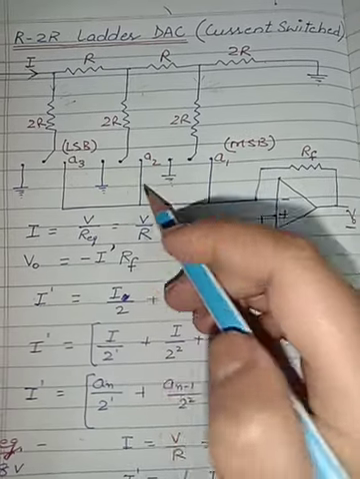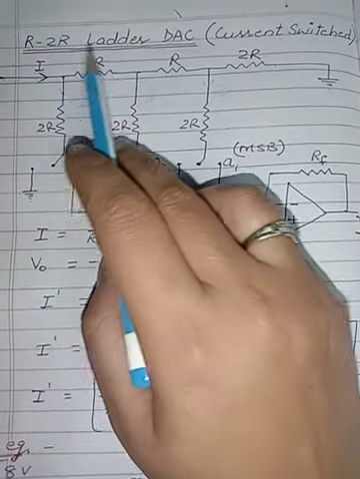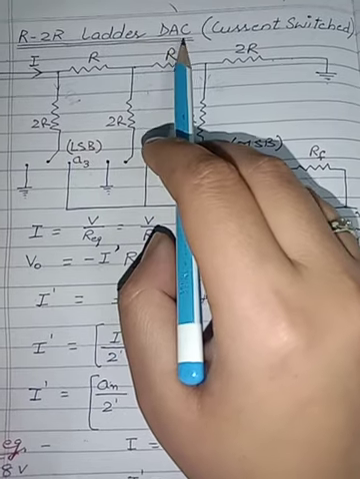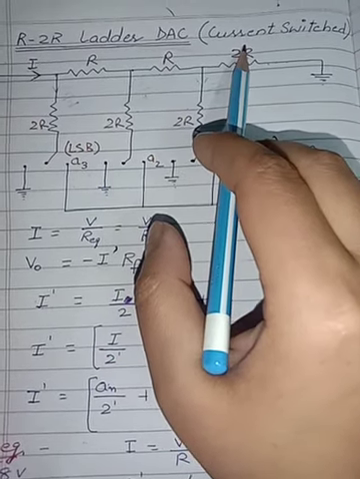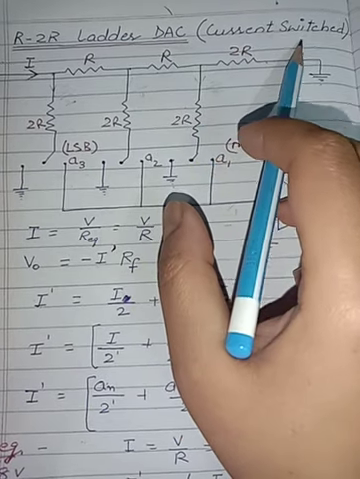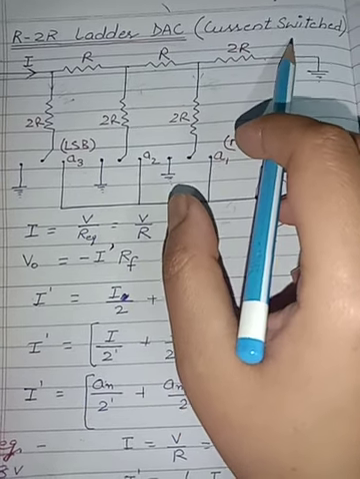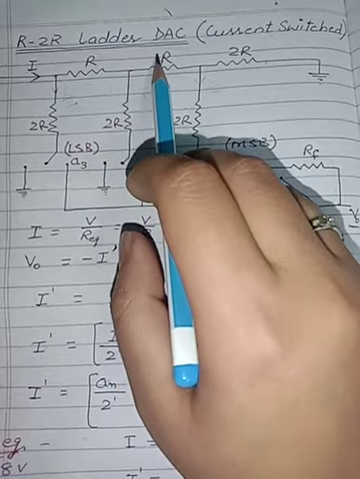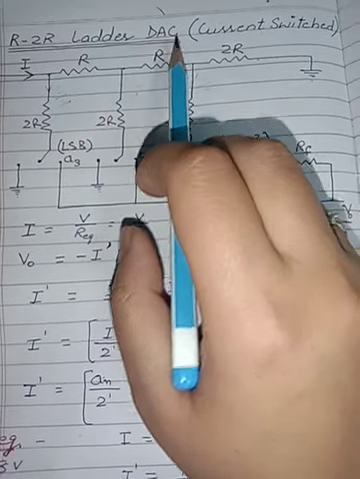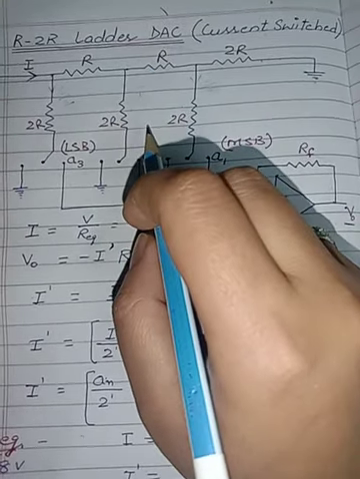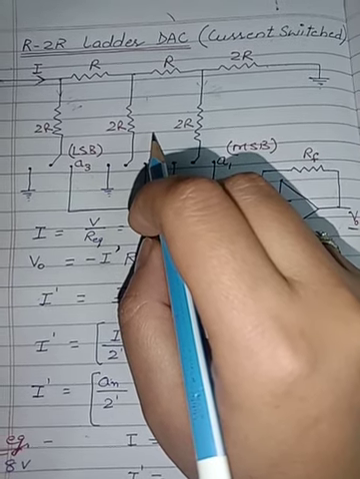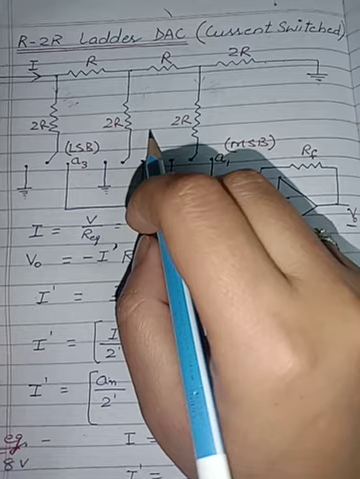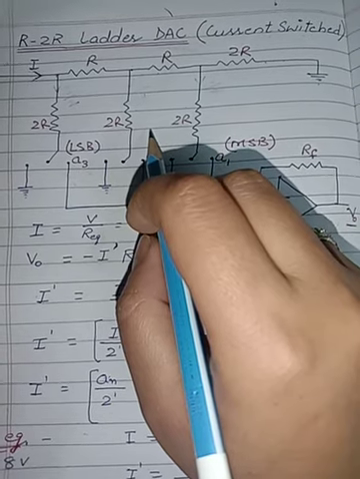Our topic today is the R-2R ladder digital to analog converter, and this is of a current switch type. We have done the voltage switch type R-2R ladder digital to analog converter in a previous lecture, and if you have not gone through that one, you can find the link given by me in the description box.